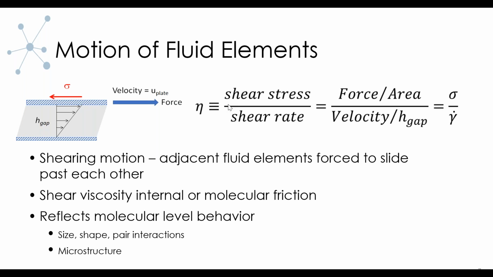There are two parameters that you need to measure true viscosity, and that is shear stress and shear rate. Shear stress is force per unit area, and shear rate is velocity divided by the height of the gap. With the ability to calculate shear stress and shear rate, you can calculate viscosity.